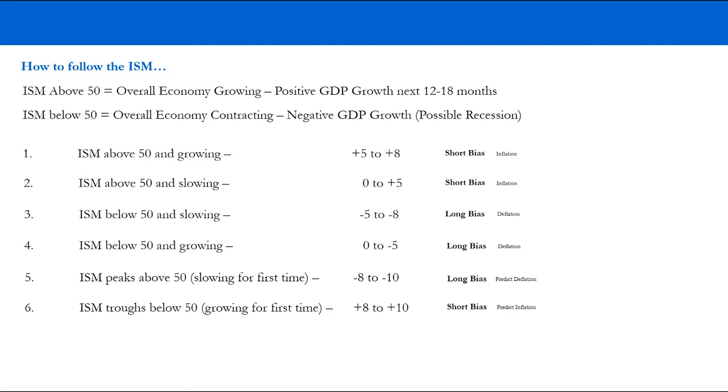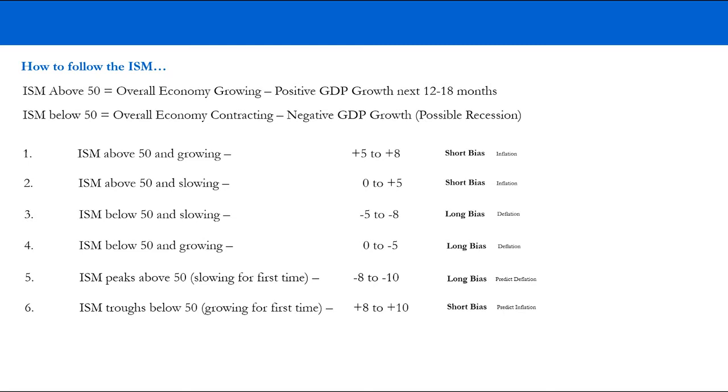In this instance, when we predict deflation, we always automatically have a long bias predisposition to the currency. Now, what about the opposite situation? So the ISM, let's say, is well below 50, but it's now turned around. It's troughed for the first time. So we have peaks above 50 and we have troughs below 50. So this could be the end of an extremely contractionary GDP period.